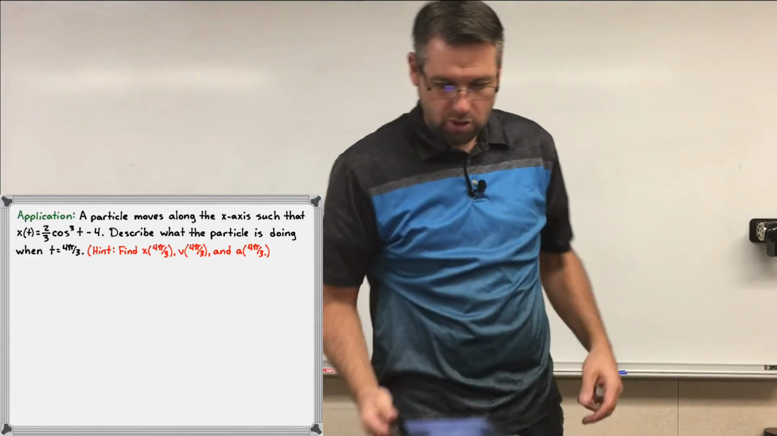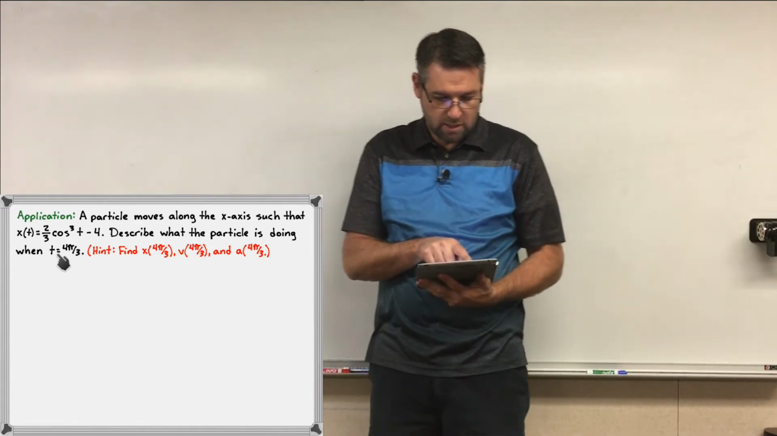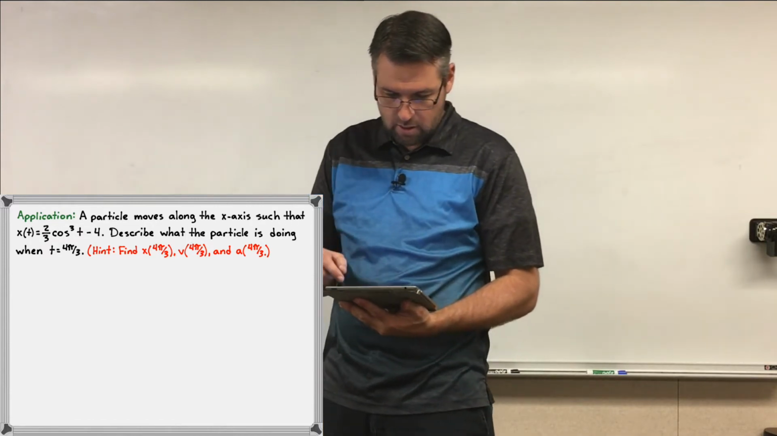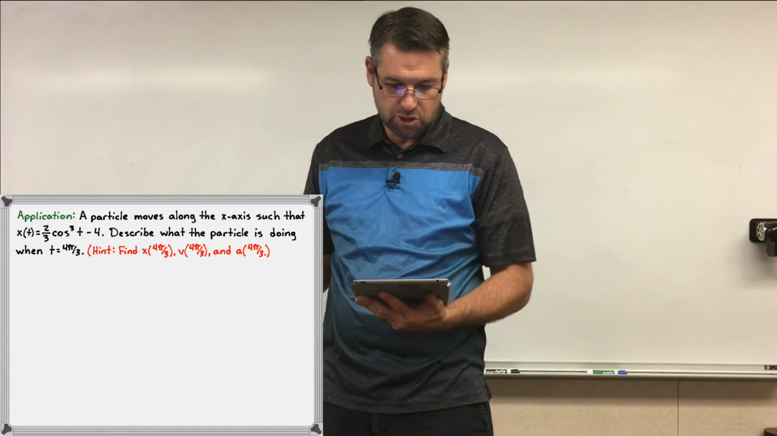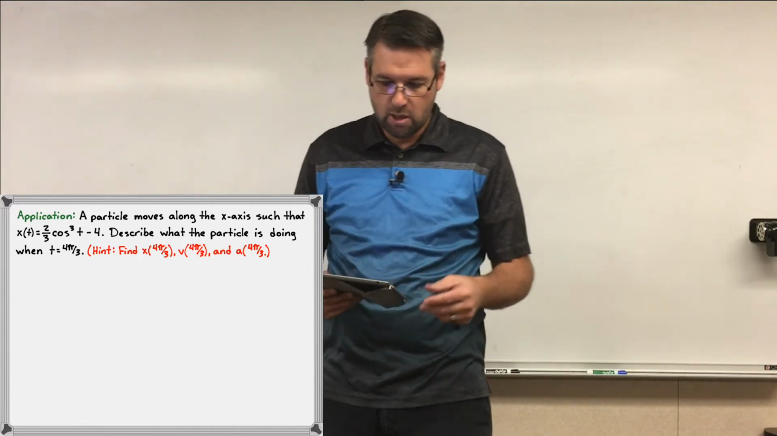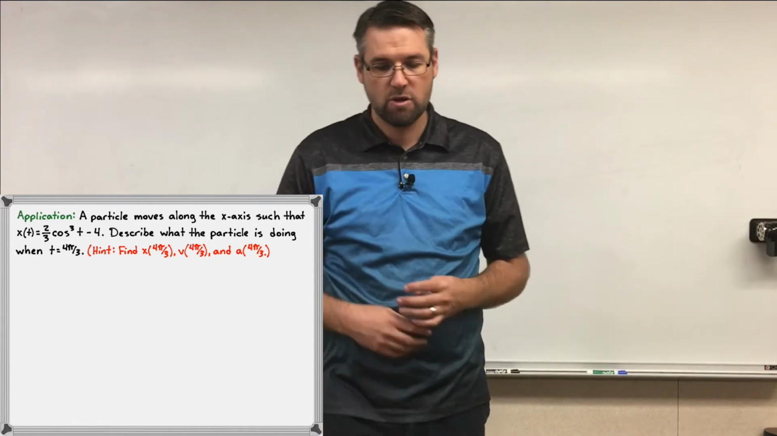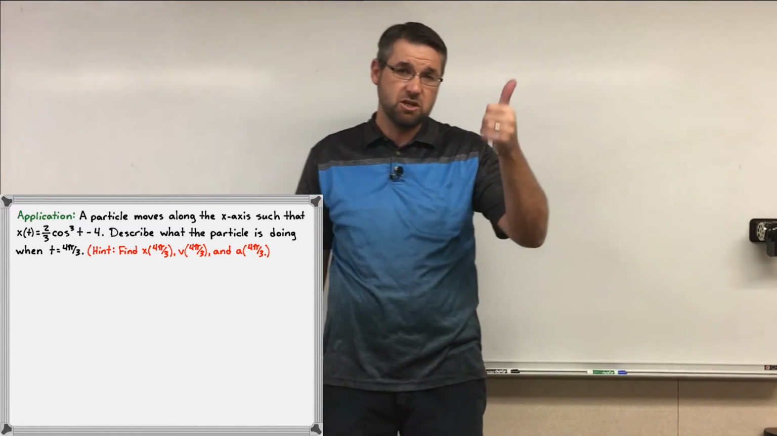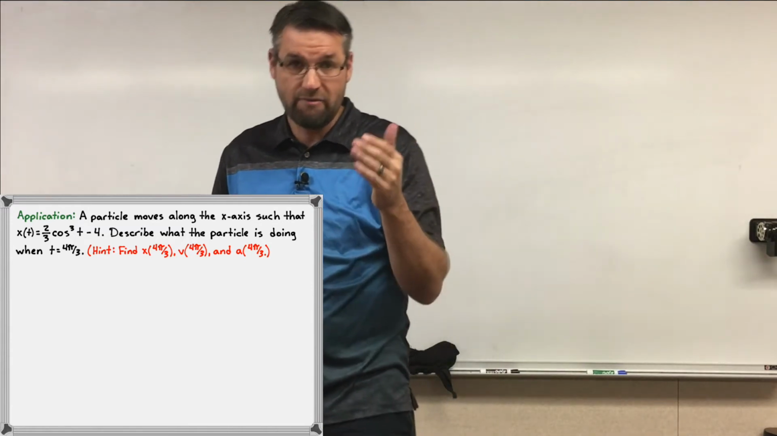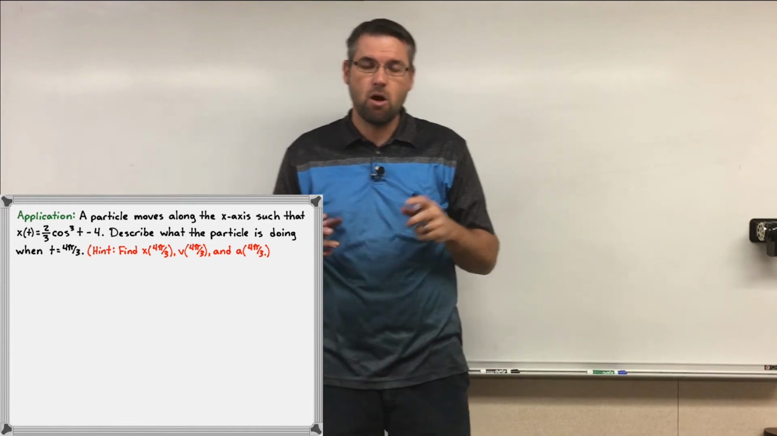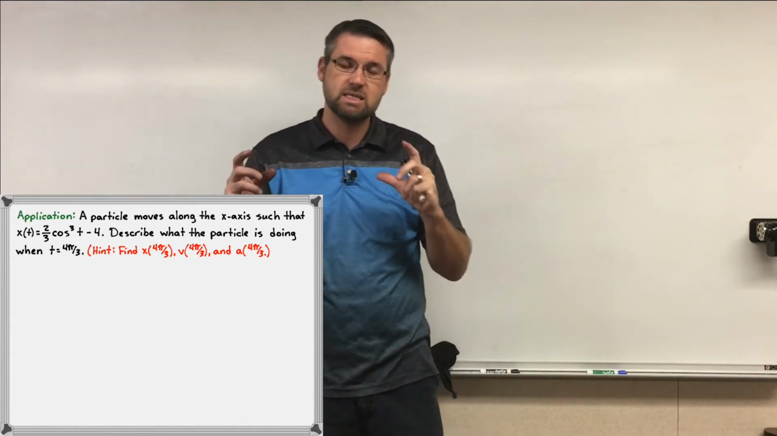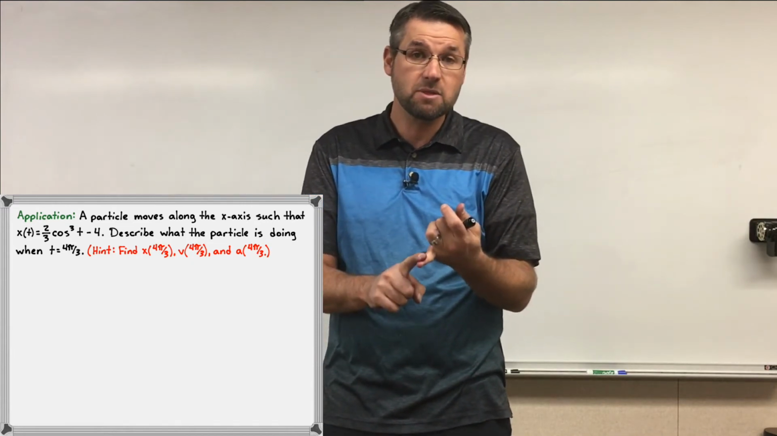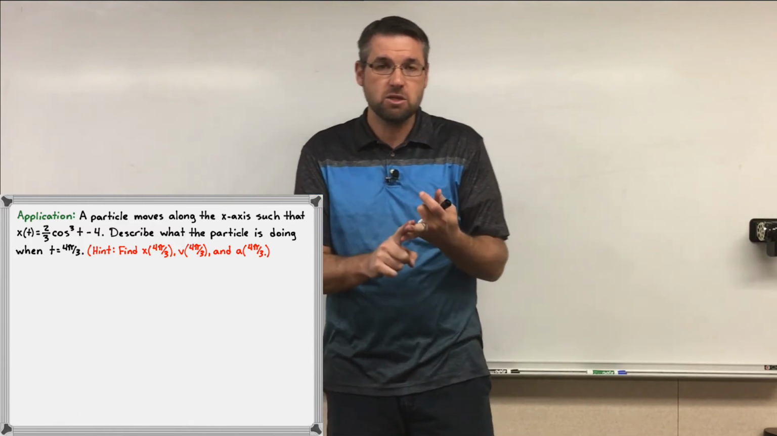Okay, so an application, it looks like we have a particle motion problem because we're talking about x of t. So a particle moves along the x-axis such that x of t is essentially its position. Describe what the particle is doing when t equals 4 pi over 3. And I said, hint, find the position, find the velocity, and find the acceleration all at 4 pi over 3. Because if you remember, all of that combined, if I start comparing those things, is going to give me whether the particle is speeding up and slowing down, which direction the particle is going.